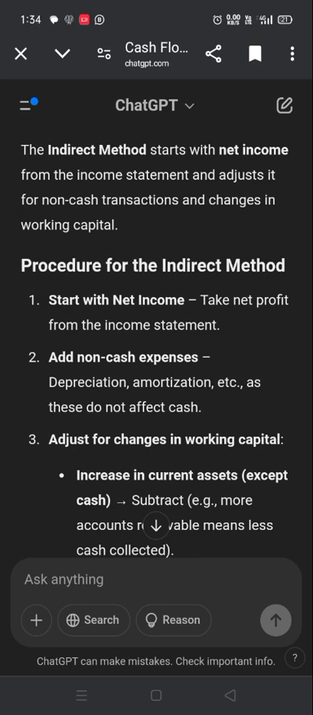Then add non-cash expenses: depreciation, amortization, etc. These do not affect cash. These are the costs that do not affect your cash. Adjust for changes in working capital.